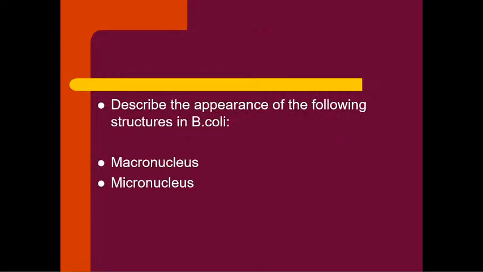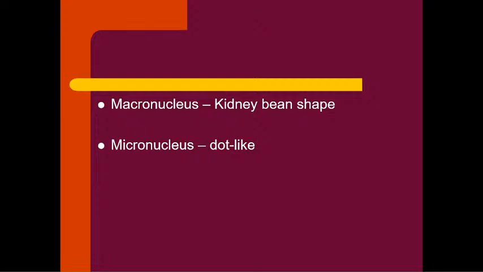Alright? Now, describe the appearance of the following structures inside the Balantidium coli structure. So we have the macronucleus and the micronucleus. Obviously, the micronucleus looks like a dot, and the macronucleus looks like a kidney bean. It's the only organism where you need to take into consideration the morphology of the micronucleus and the macronucleus. So if you see these terminologies, automatically select Balantidium coli.